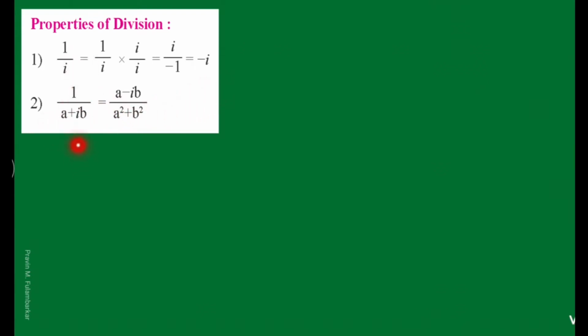In the second case, 1 upon a plus ib. So in the numerator the value is 1, and in the denominator the value is in complex number form. So while dividing 1 by a plus ib, we can write that as a minus ib upon a square plus b square, because after taking the conjugate we multiply and divide by that conjugate. So 1 into a minus ib, we get in the numerator a minus ib. In the denominator we get a plus ib into a minus ib, which we write as a square minus i square b square. So minus minus gives plus, so we write here a square plus b square.